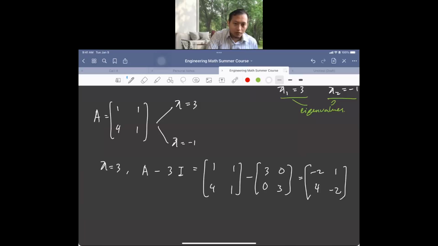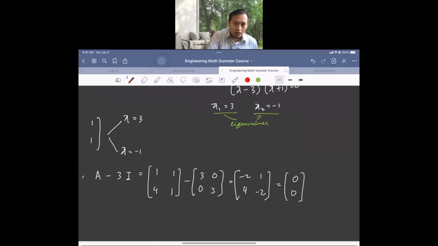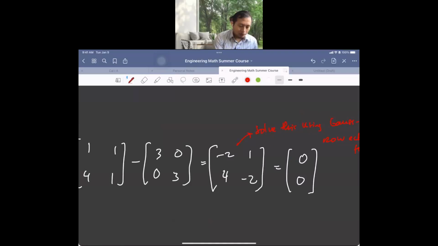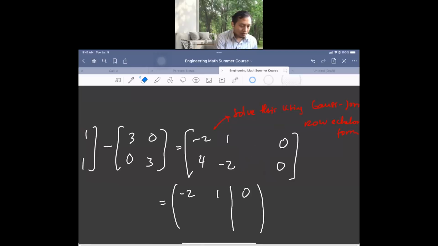Okay. Now this should be equal to 0, 0. And we need to find the echelon form using row echelon form. Solve this using, or we can just find Gauss-Jordan or row echelon form. If we look here, the first row is simply half of the second row, multiplied with negative, of course. So we can take this and solve through the echelon form. So we can write negative 2, 1, and 0. I think we can just take this using the row echelon form directly here. Okay.